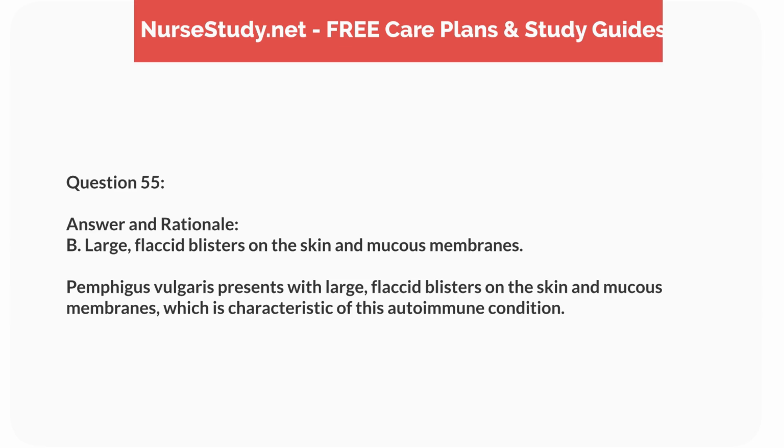Answer and rationale. B. Large, flaccid blisters on the skin and mucous membranes. Pemphigus vulgaris presents with large, flaccid blisters on the skin and mucous membranes, which is characteristic of this autoimmune condition.